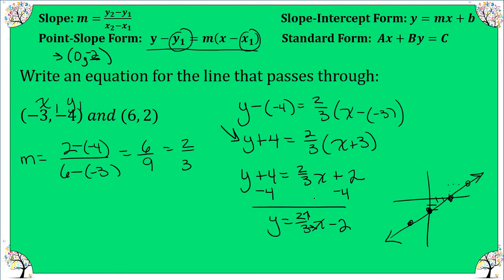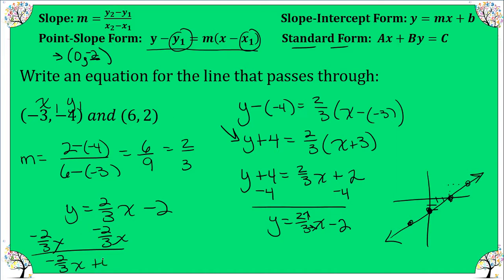Now, if we were asked to put this in standard form where a and b, the coefficients of x and y, are on the left, I'm going to just take this equation, y equals 2 over 3 times x minus 2. So we need to first get the x term on the left. So we're going to subtract 2/3 x from both sides. I'm going to have -2 over 3 x plus y equals -2.